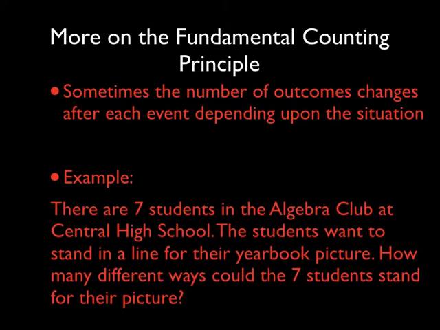Now let's take this example. Sometimes the number of outcomes changes after each event, depending upon the situation. For example, there are 7 students in the algebra club at Central High School. The students want to stand in line for their yearbook picture. How many different ways can 7 students stand for their picture?